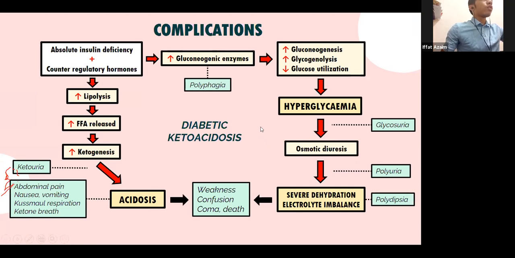When there is low glucose in the cell, the body will try to increase the glucose level through lipolysis. And then lipolysis will increase, which will lead to an increase in the amount of free fatty acid. And free fatty acid also can cause the formation of ketogenesis, which will lead to a high amount of ketone bodies.